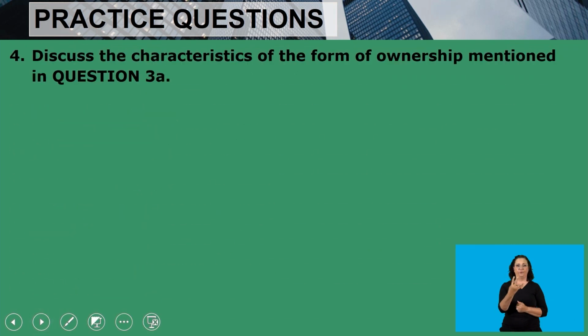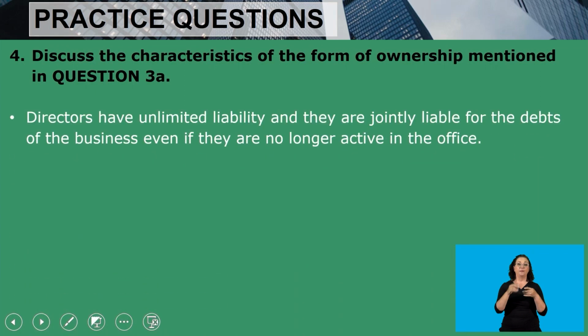It says, discuss the characteristics of the form of ownership mentioned in question 3A. Remember, the form of ownership that we mentioned in question 3A was the personal liability company. Now we are looking at the characteristics. Directors have unlimited liability and they are jointly liable for the debts of the business, even if they are no longer active in office. What does it mean? It simply means that the directors' personal assets can be seized to pay for the debts of the business, even if they are no longer in the office.